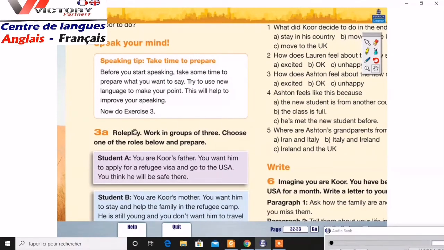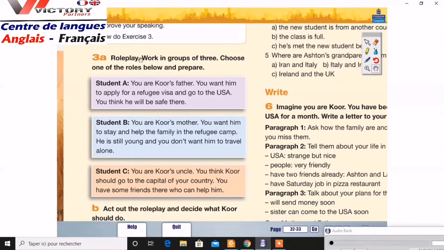Now, according to this, you are going to do exercise number 3. You are going to role play. You are going to work in a group of 3 people. Each one is going to play a specific role. One person is going to play the role of Cour's father. Another person is going to play the role of Cour's mother, and person number 3 is going to play the role of Cour's uncle. Please try to work in a group of 3 people. Each one do one of these roles.